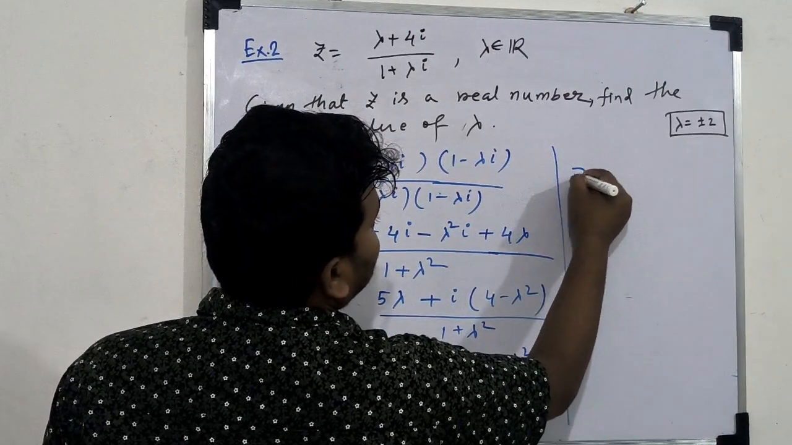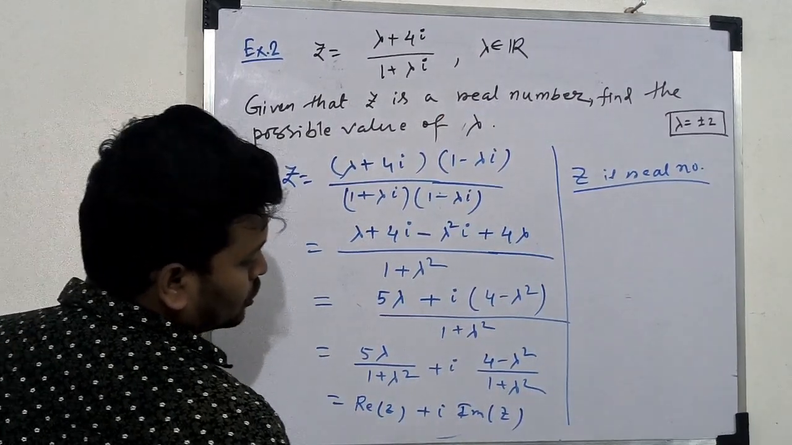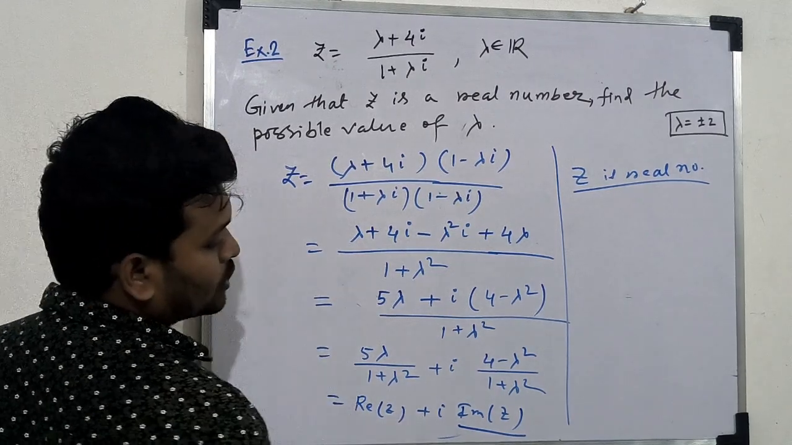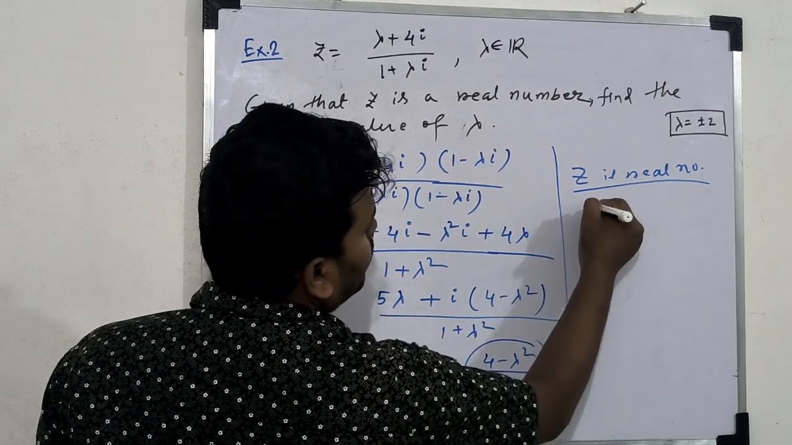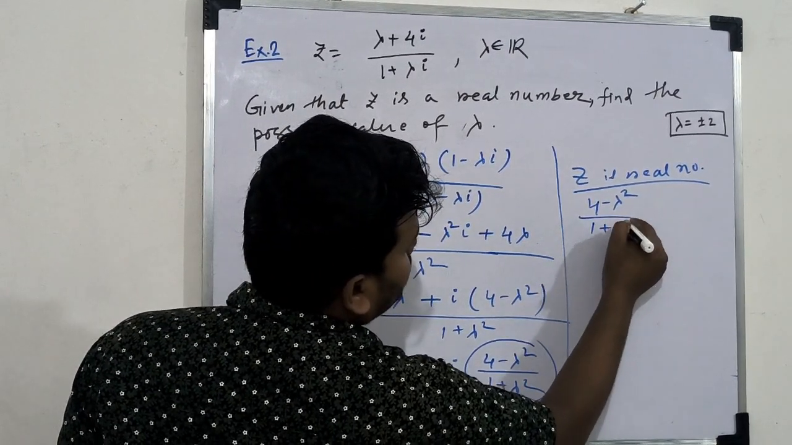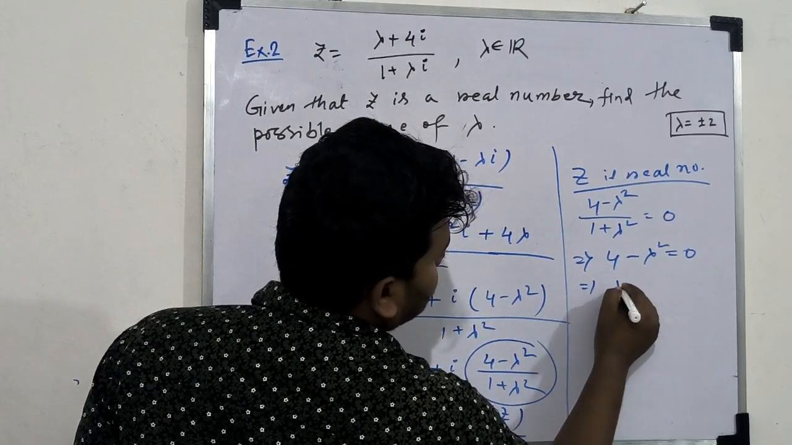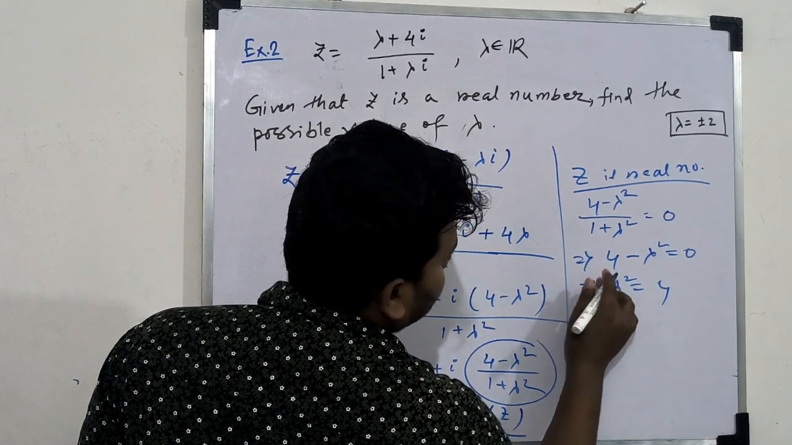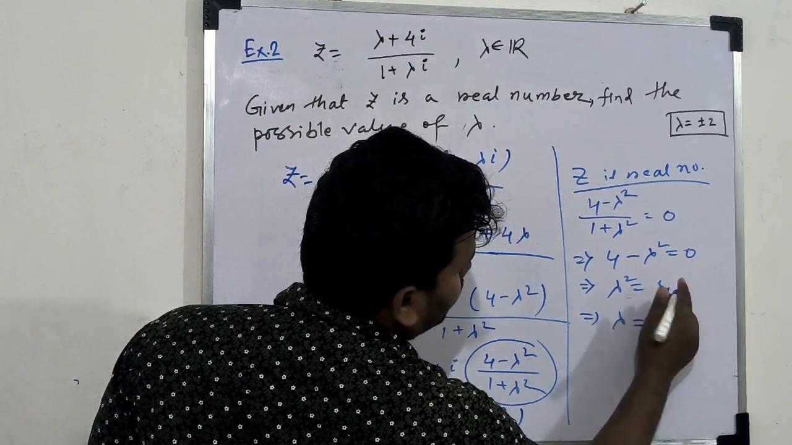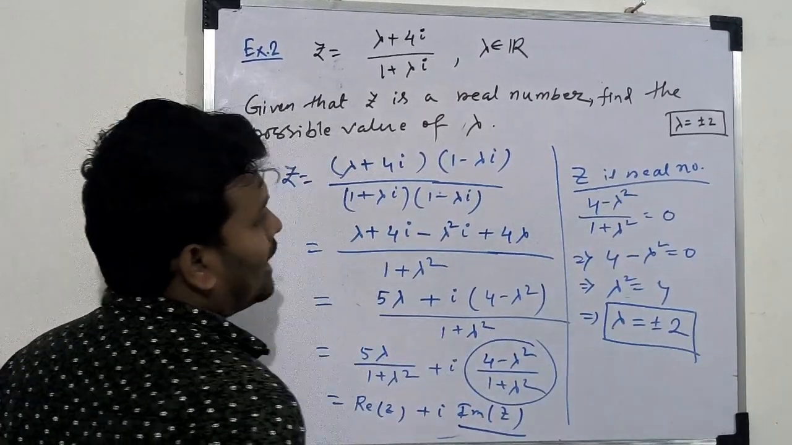As given, Z is a real number. So the imaginary part will be 0, then this will be a real number. So 4 minus lambda square divided by 1 plus lambda square equal to 0. This implies 4 minus lambda square equal to 0, that is lambda square equal to 4. So we get lambda equal to plus minus square root of 4, that is 2. So we get lambda equal to plus minus 2. So this is the answer.